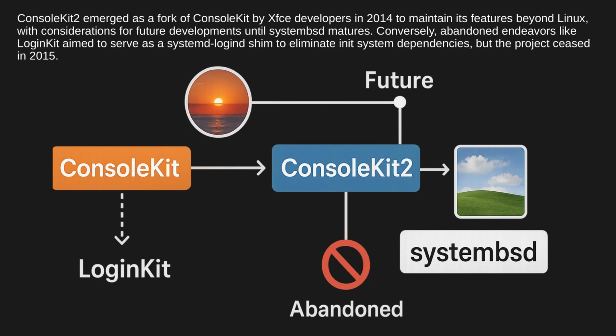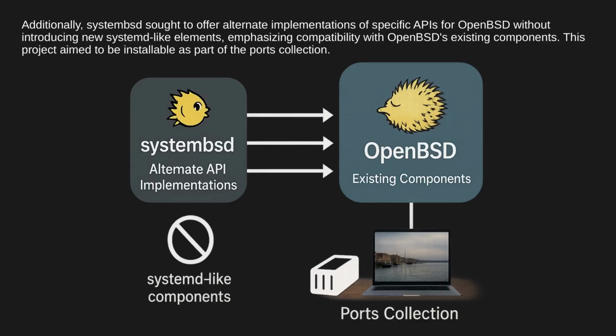Conversely, abandoned endeavors like LoginKit aimed to serve as a systemd-logind shim to eliminate init system dependencies, but the project ceased in 2015. Additionally, SystemBSD sought to offer alternate implementations of specific APIs for OpenBSD without introducing new systemd-like elements, emphasizing compatibility with OpenBSD's existing components. This project aimed to be installable as part of the ports collection.